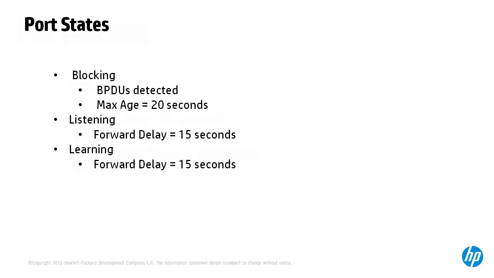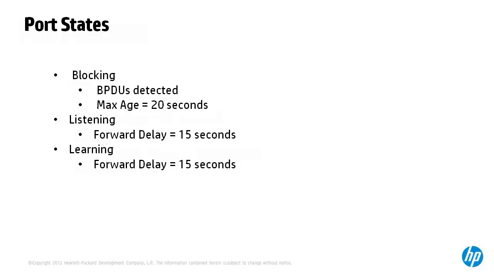BPDUs are transmitted and received in the learning state in a similar way to the listening state, but in addition, the switch is updating its MAC address table with MAC addresses learnt from devices. This reduces the amount of flooding that takes place in a topology when the port moves to the forwarding state. Flooding would occur when traffic to an unknown MAC address is received. So during the learning state, the switch is learning where devices are in the topology. Once again, no user traffic is transmitted during the learning state, but for this period of 15 seconds, the switch can learn where devices are in the topology.